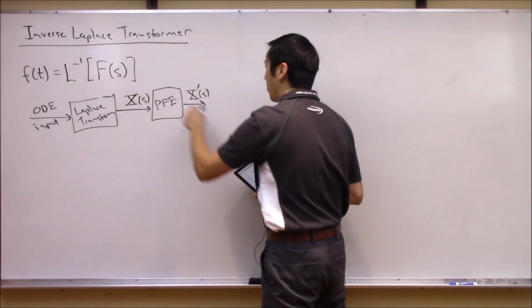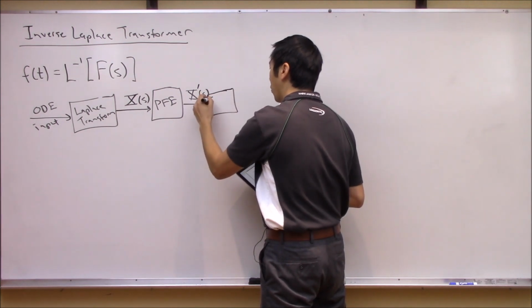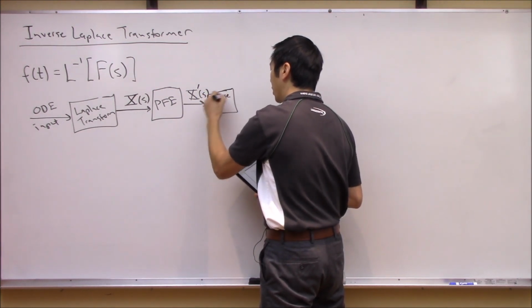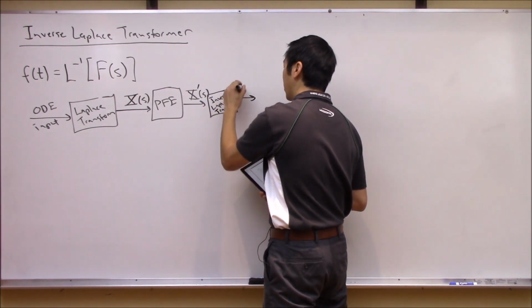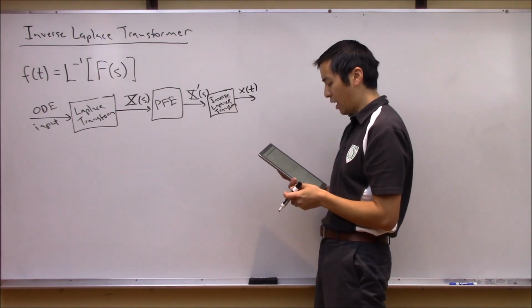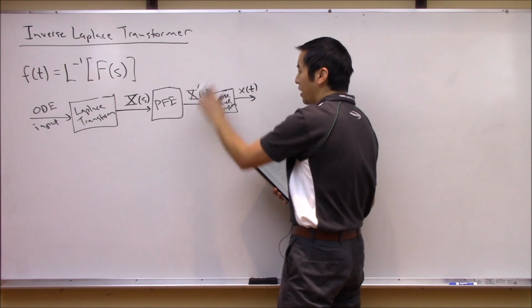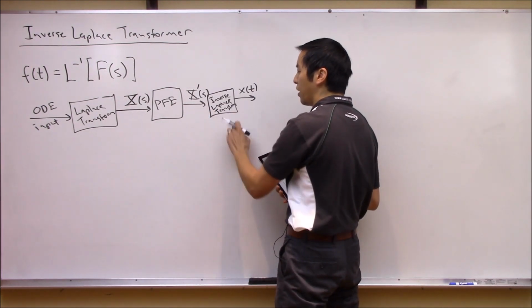Now, the last step is I want to take this function and perform the inverse Laplace transform, to get us the signal that we're interested in, x of t. That was the game plan. So the whole idea for today is to discuss just this block, basically performing the inverse Laplace transform.